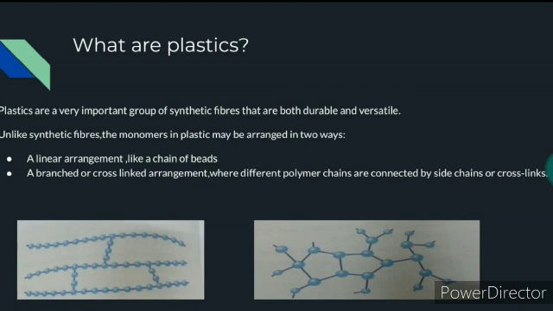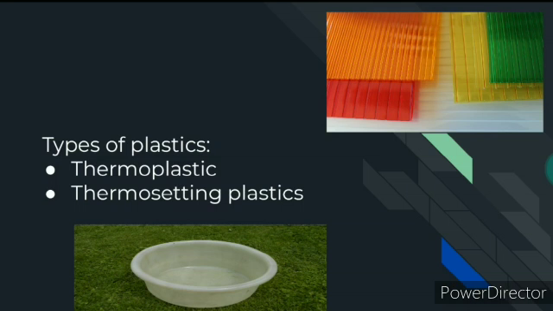So plastics are a very important group of synthetic fibers that are both durable and versatile. Unlike synthetic fibers, the monomers in plastic may be arranged in two ways. A linear arrangement like a chain of beads. The picture to the left is an example of linear arrangement, and the picture to the right is an example of cross-linked arrangement. So there are two types of plastics, thermoplastic and thermosetting plastics.